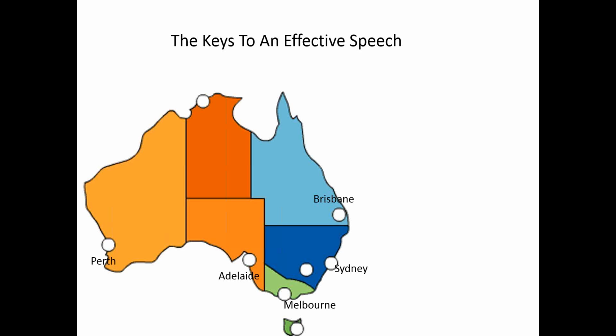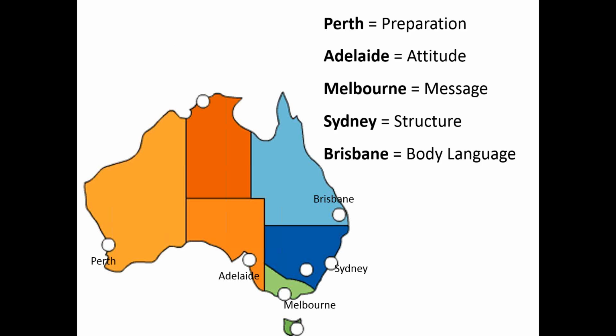You might have a lot of preparation, you might have great attitude, you might have a strong message, perfect structure, and deliver it with poor body language. And just stand up, bolt upright, with no emotion in the face, distracting gestures like some of our politicians. B is for Brisbane, B is for body language. Let me see how I went.